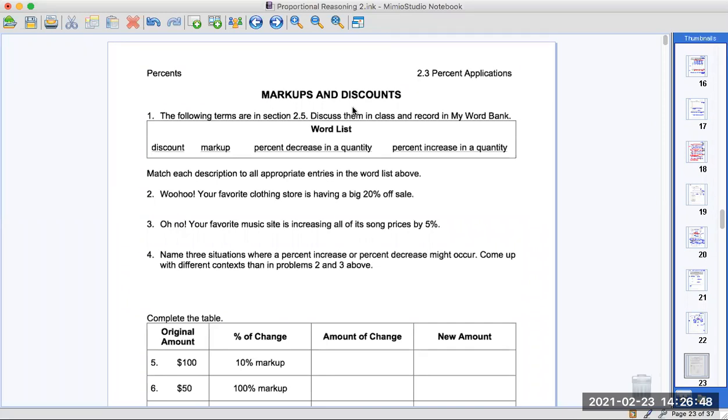Markup is your adding number, you're increasing something. So it's going up, the price is going up, right? So you add. Discount, you're taking something off, so you subtract it, yeah? Discount, subtract, markup, add. Percent decrease. So first you find the percent, then you subtract it.